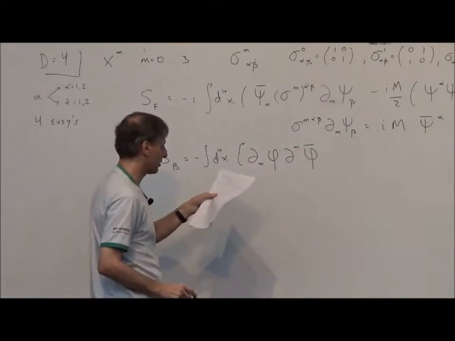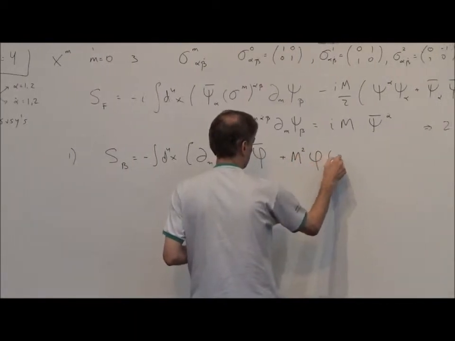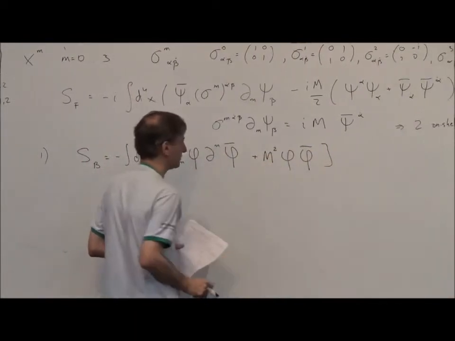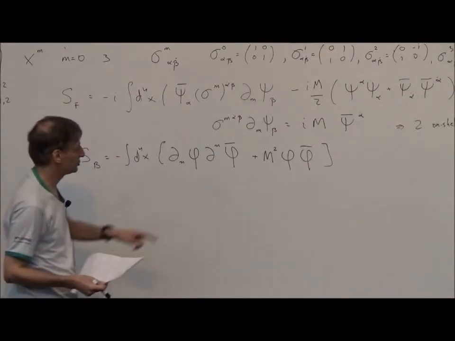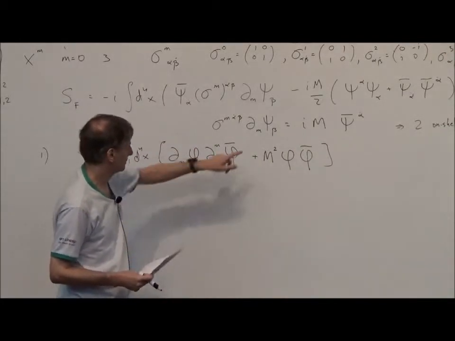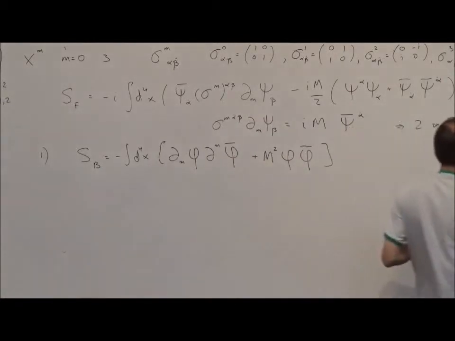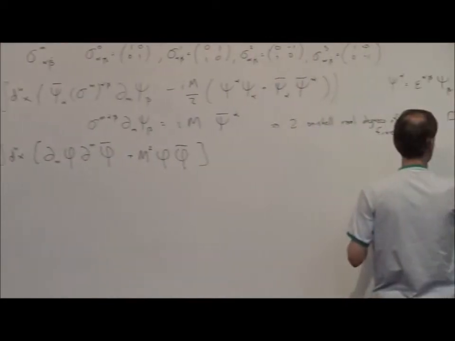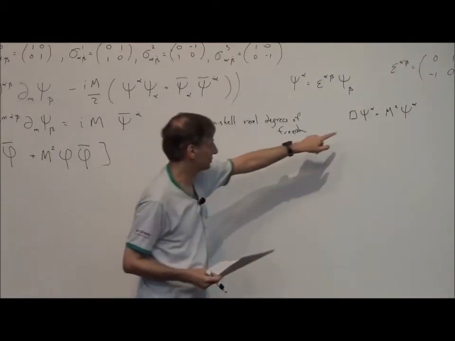So phi and phi bar are complex conjugates. And of course, you just have the massive Klein-Gordon. Now it's easy to show that this equation of motion implies that psi satisfies the equation of motion. This implies this, and of course also for psi bar.